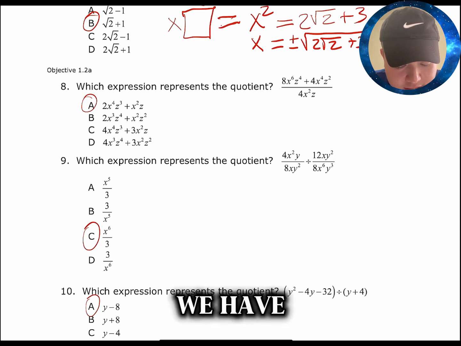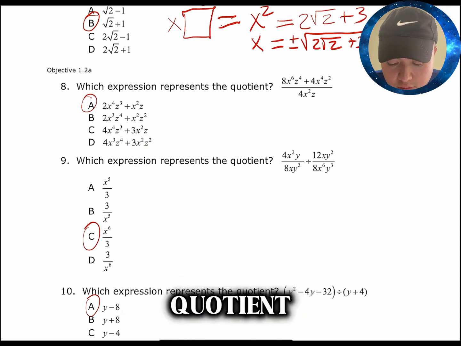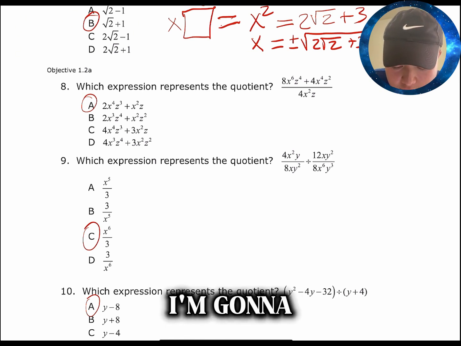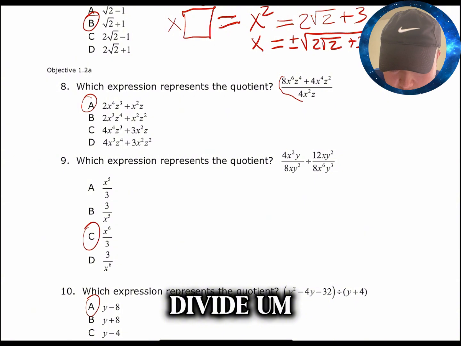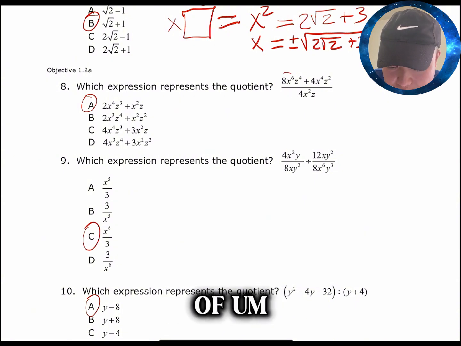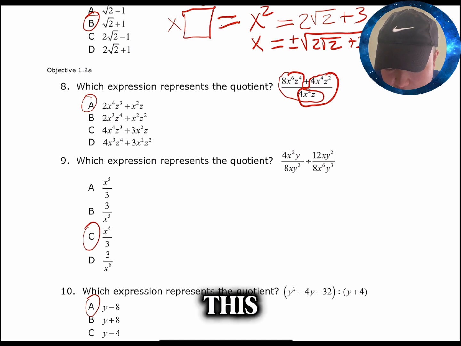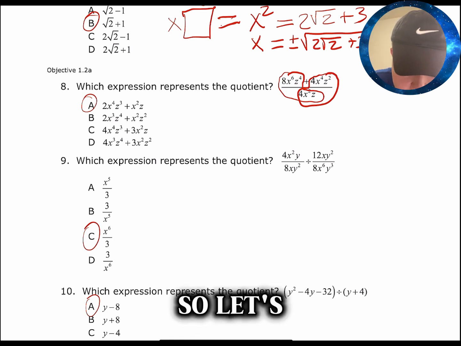So for number A, we have which expression represents the quotient. So we have this expression right here. What I'm going to do is divide the 8, so each of, I'm going to divide this by that, right? And then the 4x by this. So let's see.